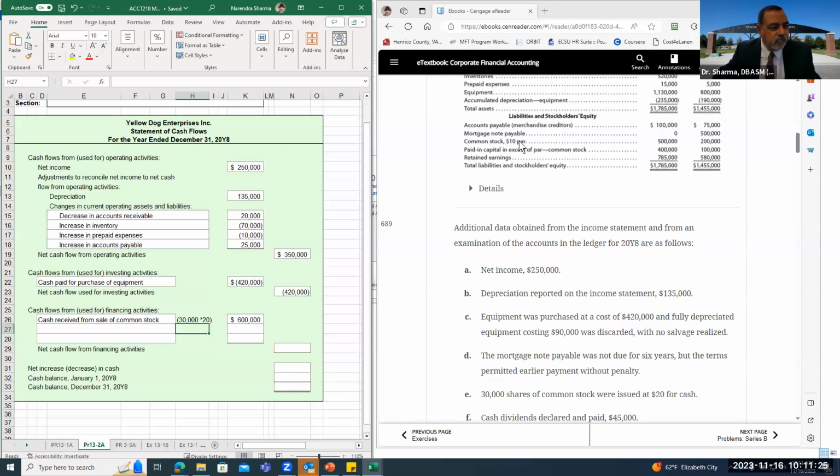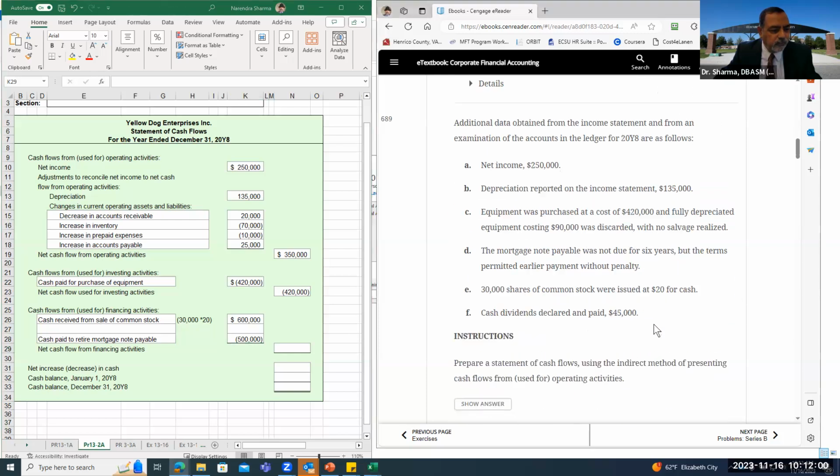Next is mortgage note payable. Mortgage note payable was 500,000 and now it is 0. So that means I would have paid off that mortgage. So therefore, what I will do is I will say cash paid to retire the mortgage note payable. That is going to be minus 500,000. And the next thing that I said we'll be always looking out for is cash dividend.